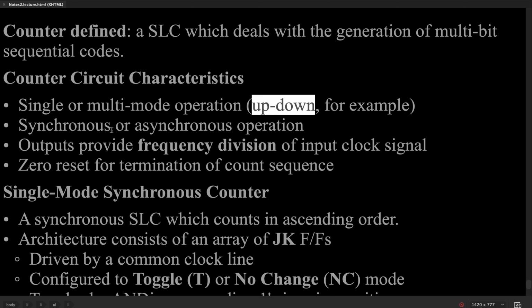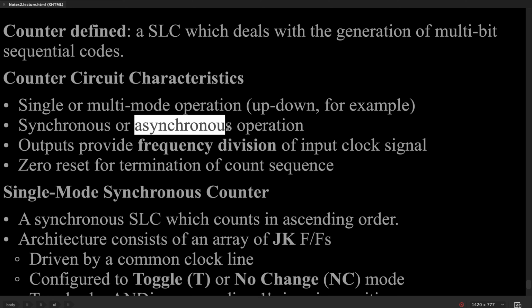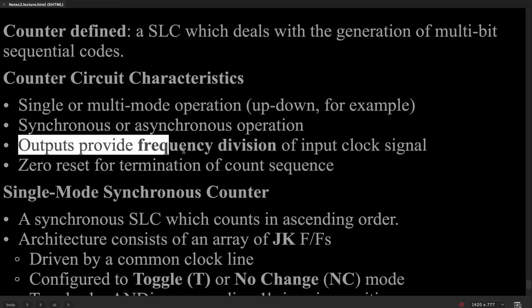We will also look at counters that are 2 examples today, a synchronous counter and something we will define as an asynchronous counter. We will also show you in an iClicker exercise how outputs provide frequency division. And so let's go ahead and get started. Let's begin first with the synchronous counter.